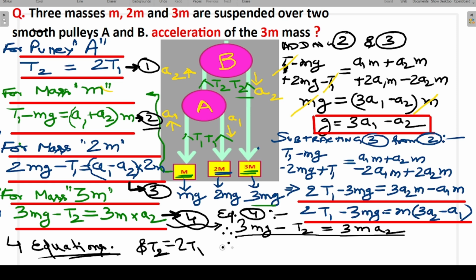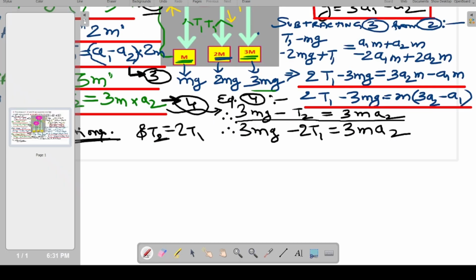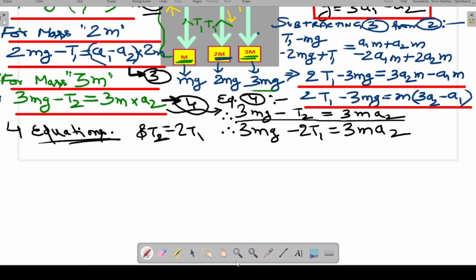Now this is an important relation which we have derived, that is 3mg minus 2 times T1 equal to 3ma2, right. Just number these equations 5 and 6 as shown over here, right, and add both equations 5 and 6 which we have derived just above.